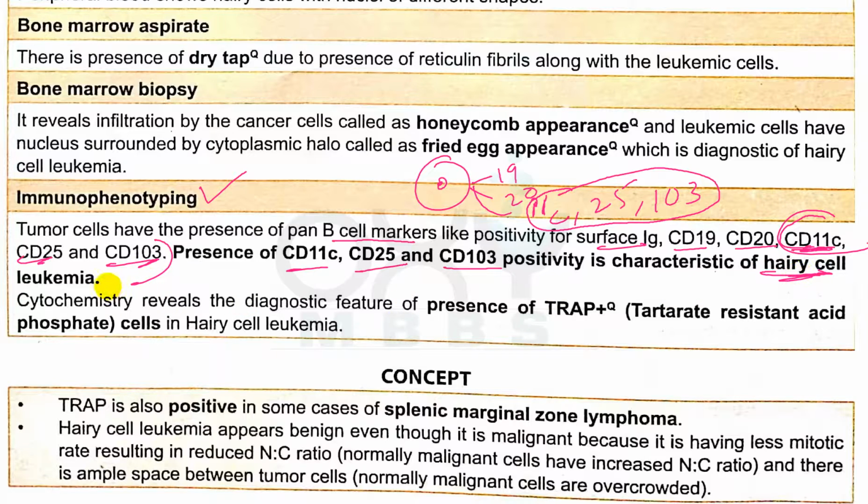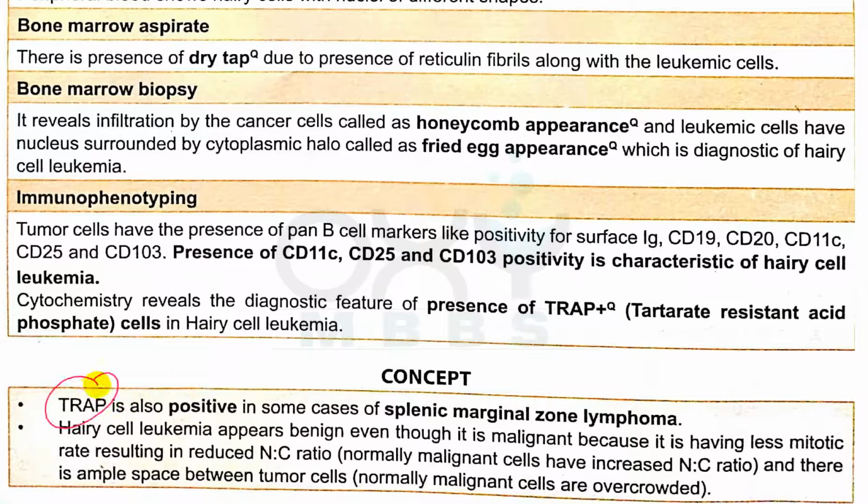That is why the presence of CD11c, CD25 and CD103 is seen only in those cells which are present in hairy cell leukemia. And these hairy cells are also TRAP positive, and TRAP means tartrate resistant acid phosphatase enzyme is present in these cells. And TRAP positivity is also present in marginal zone lymphoma. So TRAP is also positive in some of the cases of splenic marginal zone lymphoma.